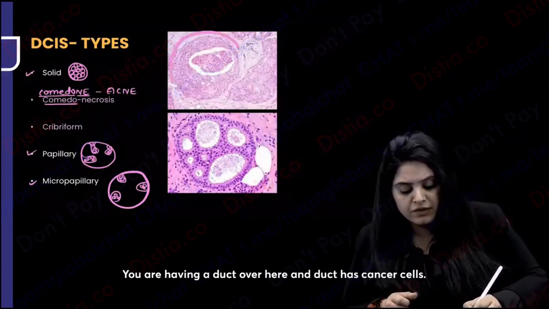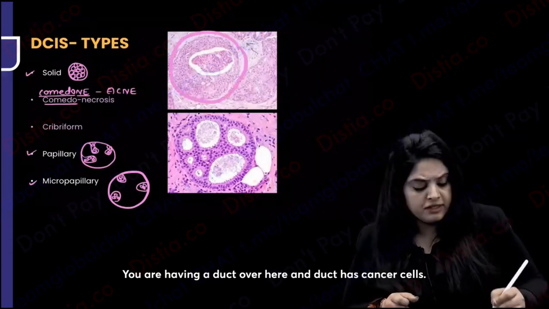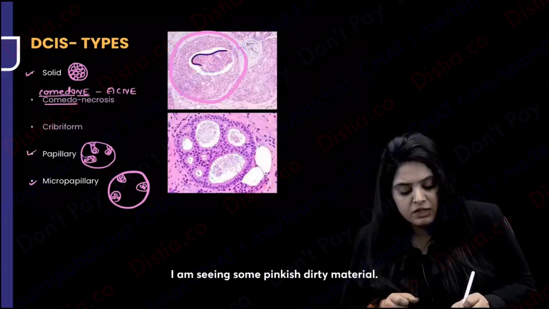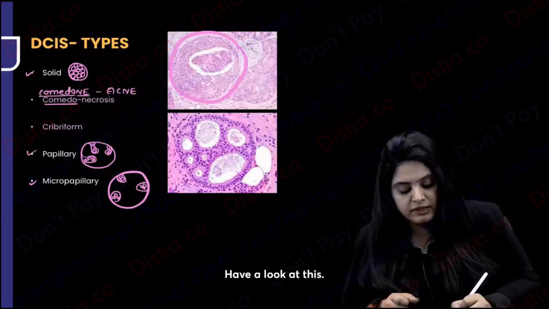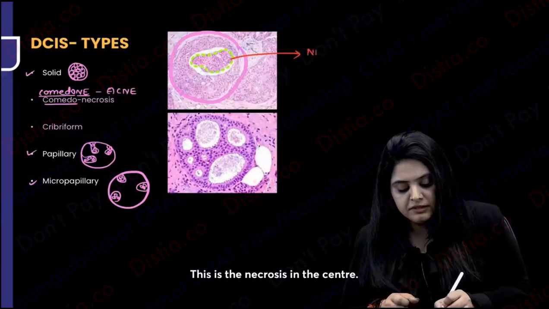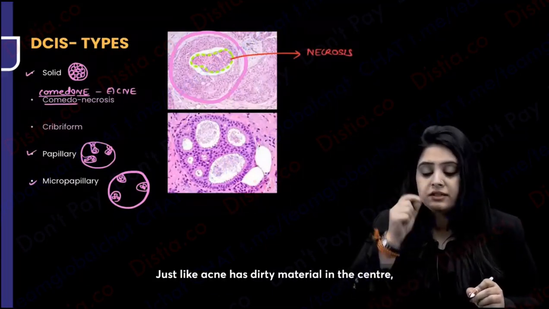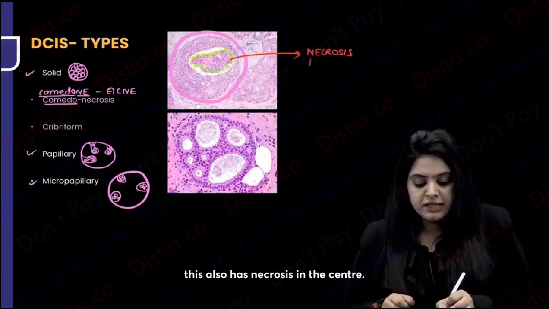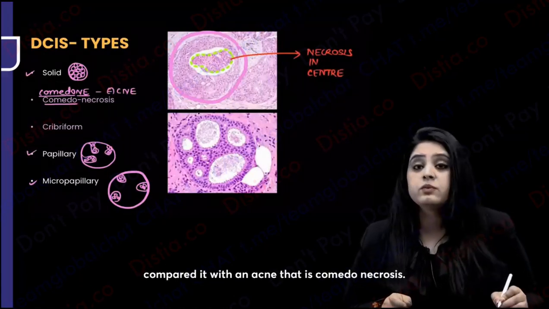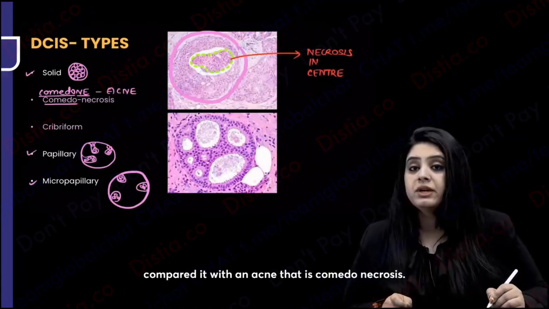So look at this. You are having a duct over here, and duct has cancer cells. But in the center of the duct, I am seeing some pinkish dirty material. Have a look at this. This pinkish dirty material in the center. This is the necrosis in the center. Just like acne has dirty material in the center, this also has necrosis in the center. That is the reason I compared it with a comedon, or with an acne, that is comedonecrosis.